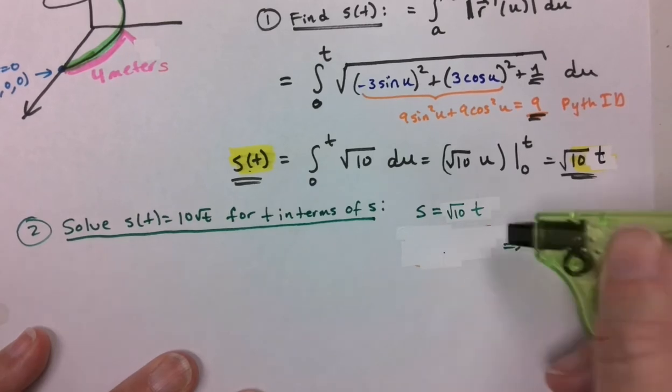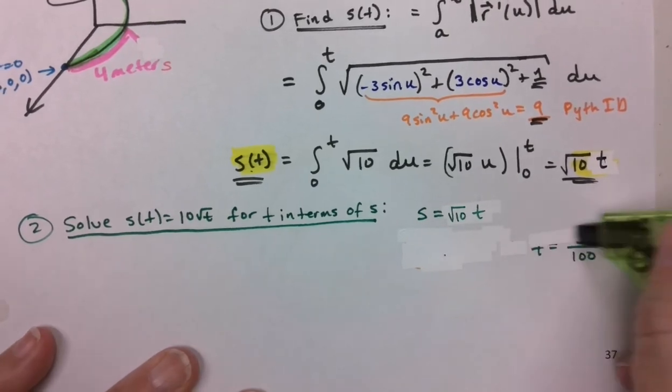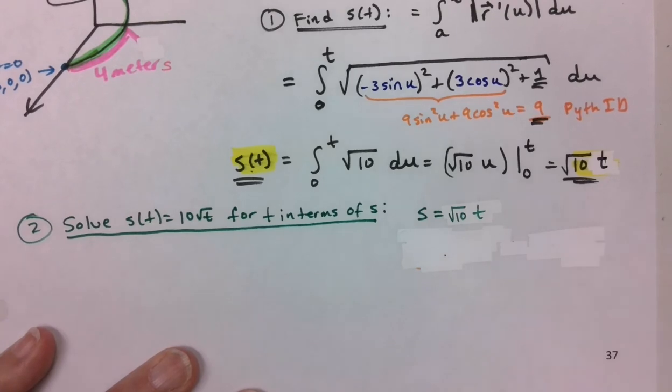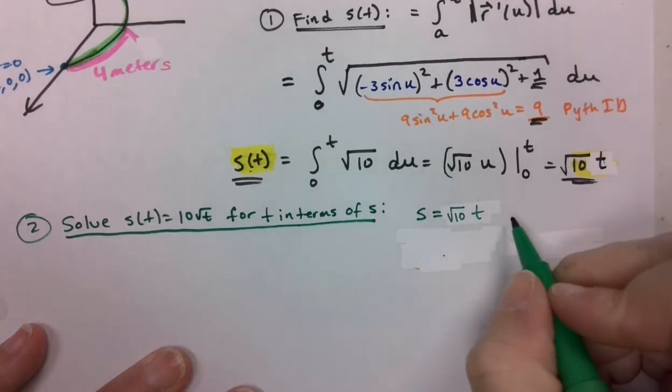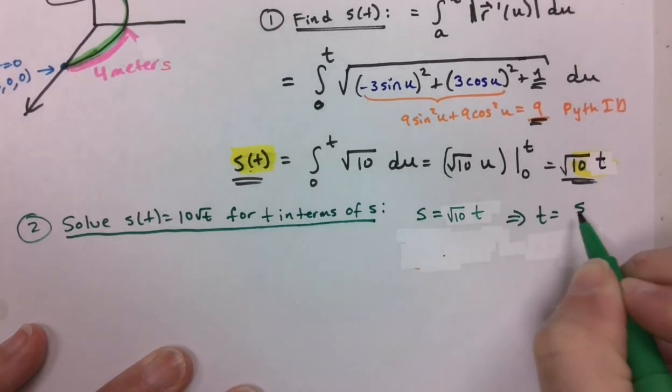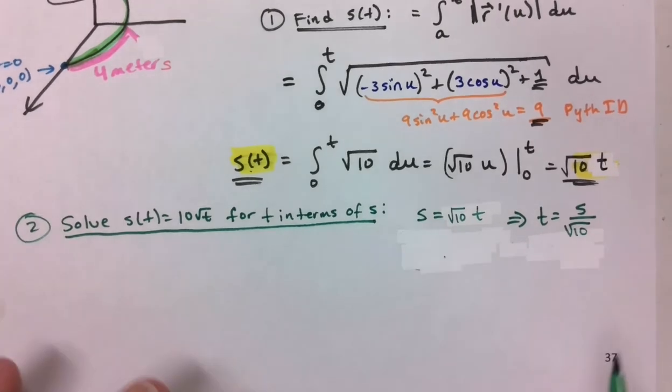It just means that t is equal to s over the square root of 10. Here, let me just write it like that. T equals s over the square root of 10. Sorry about that. All right, so my fault.